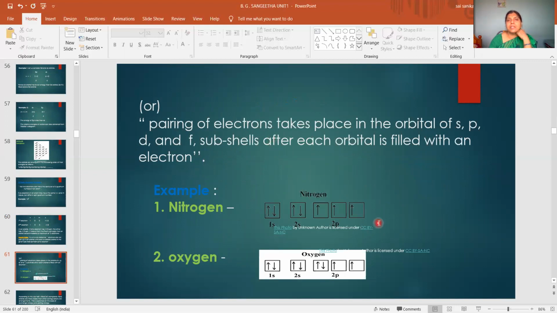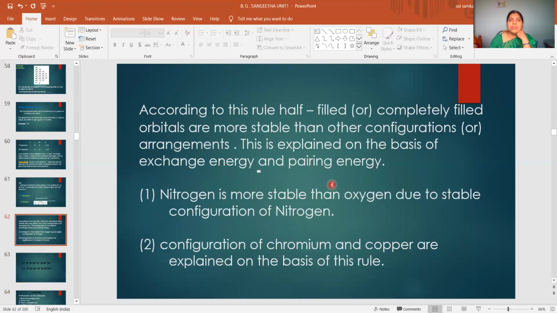Pairing of electrons takes place only when all the orbitals in a subshell have received at least one electron. So this is about three rules. By following these three rules only, we'll write the electronic configuration of the elements.